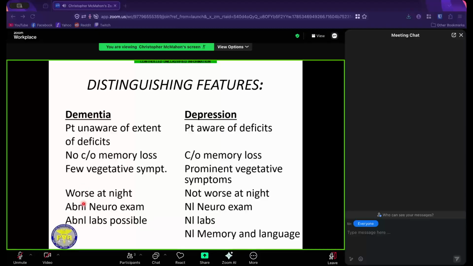Dementia, very classically, is worse at night, that sundowning syndrome. That doesn't happen with depression. Depressed people just want to go to sleep. And then dementia, abnormal neuro exam, possibly abnormal labs, depending upon what we're testing. But again, depression, a lot of that neuro exam, the imaging and the labs, that's all going to come back stone cold normal.